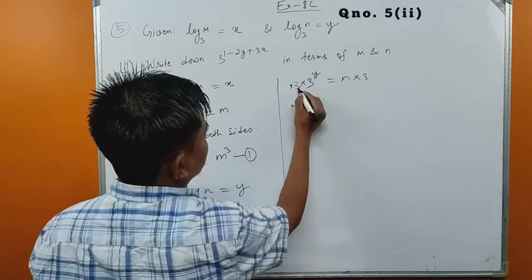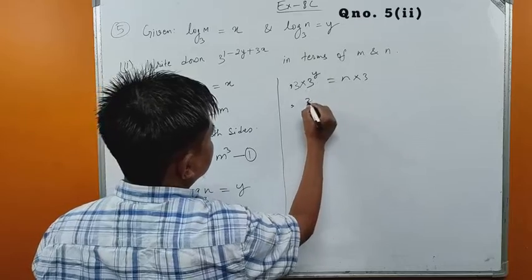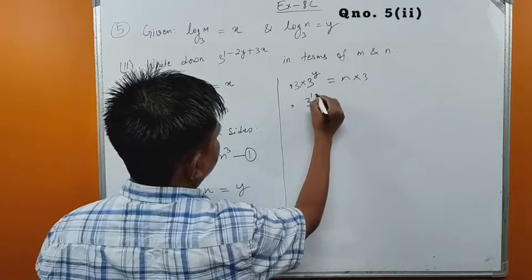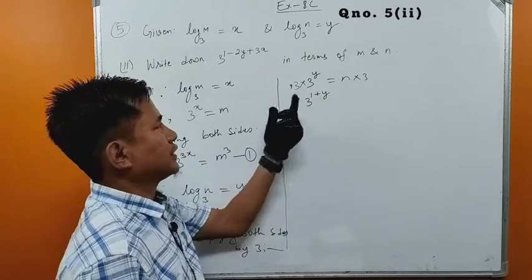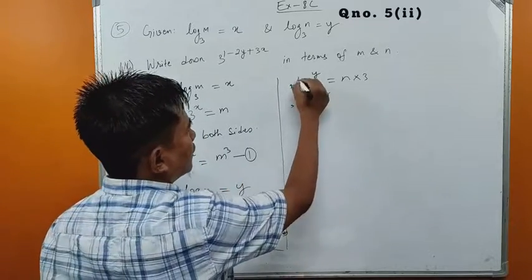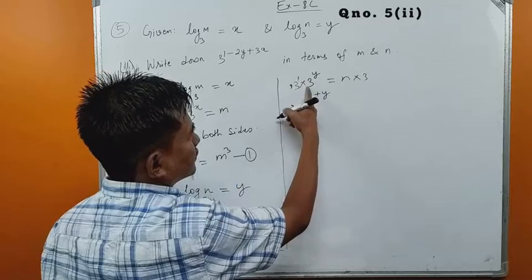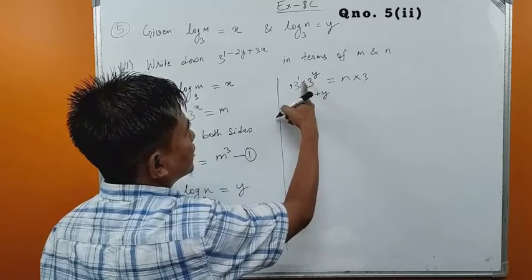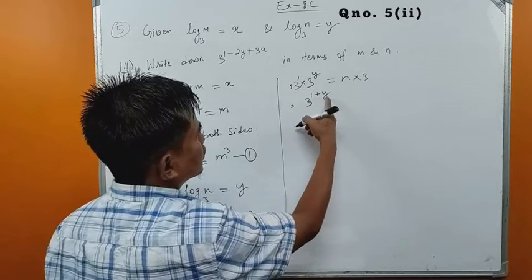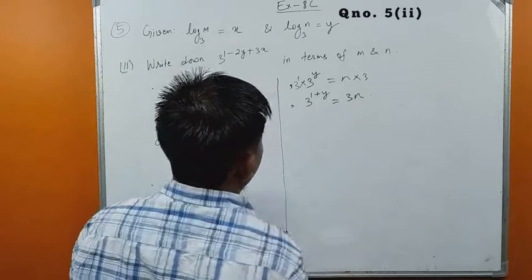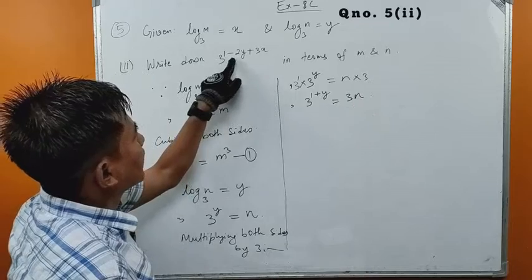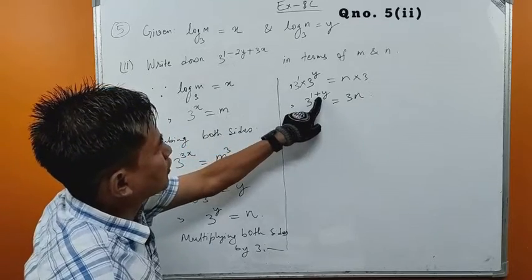Now bases are equal, powers should be added. So 3 to the power 1 plus y, you can write y plus 1 or 1 plus y, same thing. This 3 has power 1. So when you multiply numbers having equal base, their powers will be added. 1 plus y: 3 to the power 1 plus y equals n into 3, means 3n. Now we need minus 2y, but we have plus y.